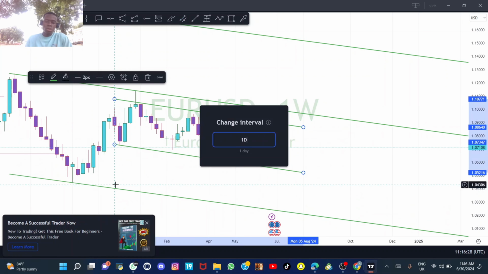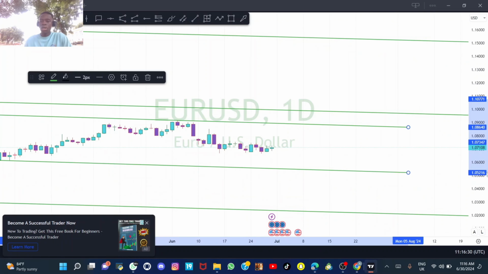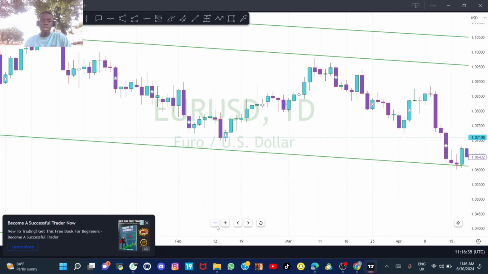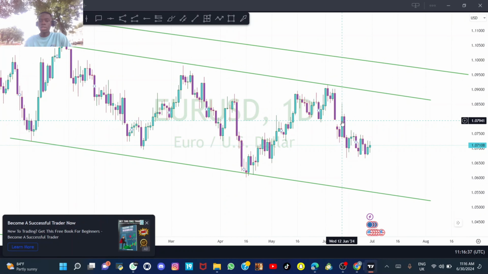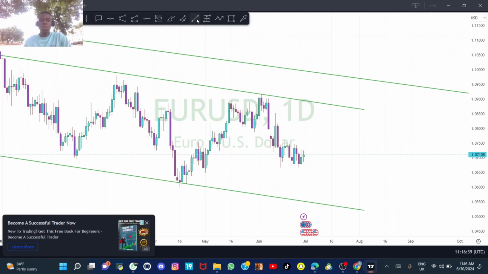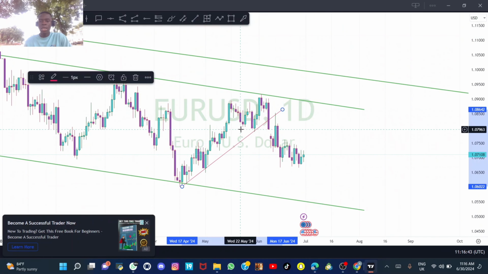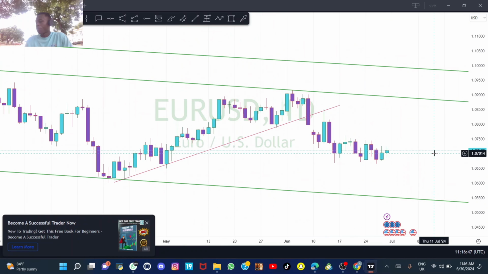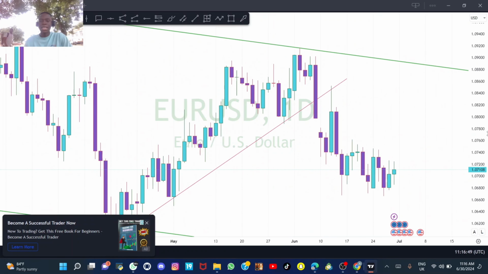Now let's go on to the daily time frame. When I went on the daily time frame, another thing I saw before I took this trade was that we're in a rising trend, somewhere here. This was a trend I came to meet earlier on the daily time frame.